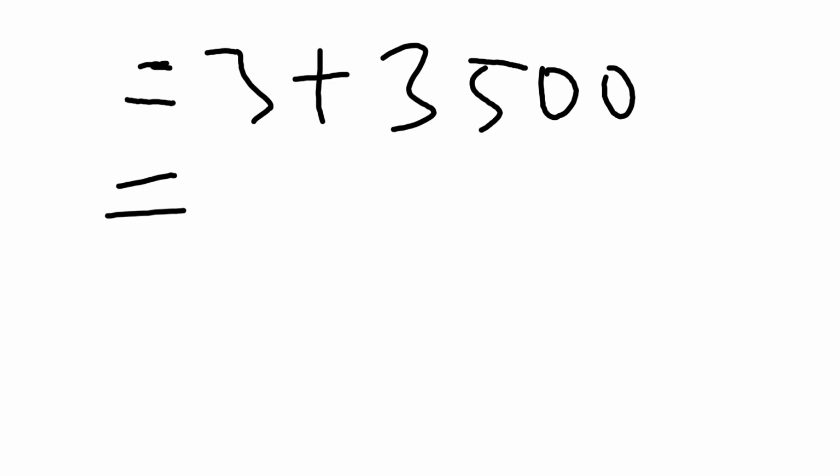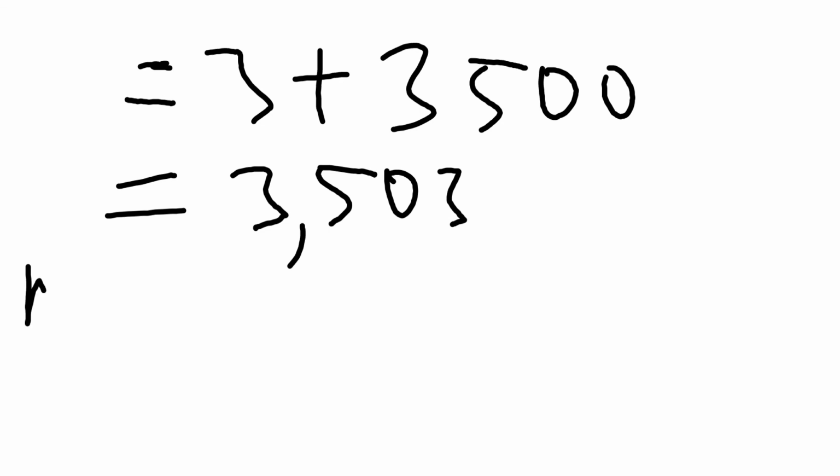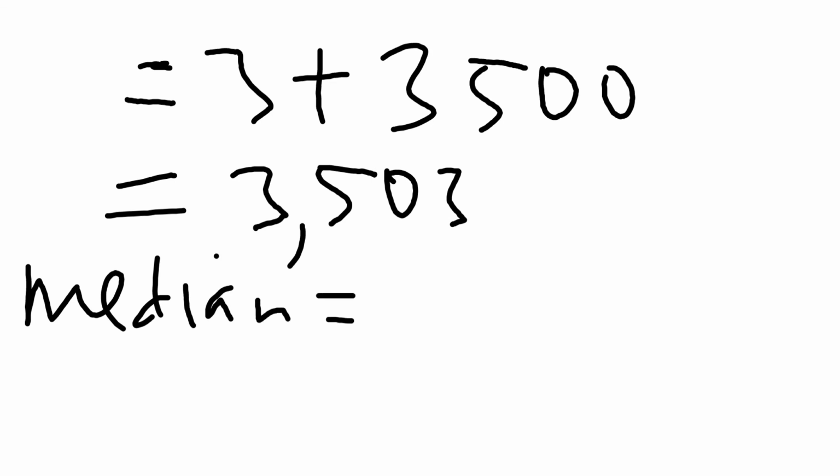So this is equal to 3,503. So that means the mean of the numbers is 3,503, and also the median, because the numbers are evenly distributed, is also equal to 3,503. And we are done.